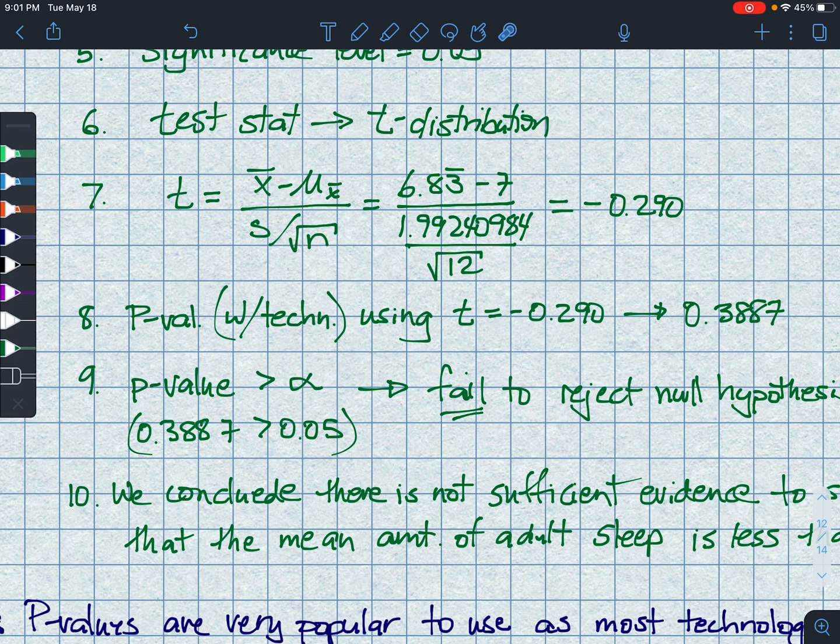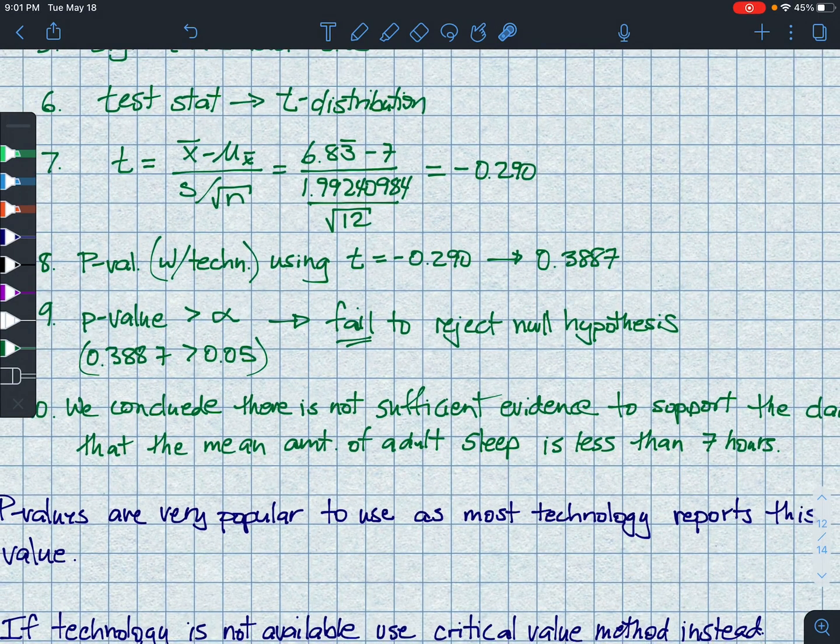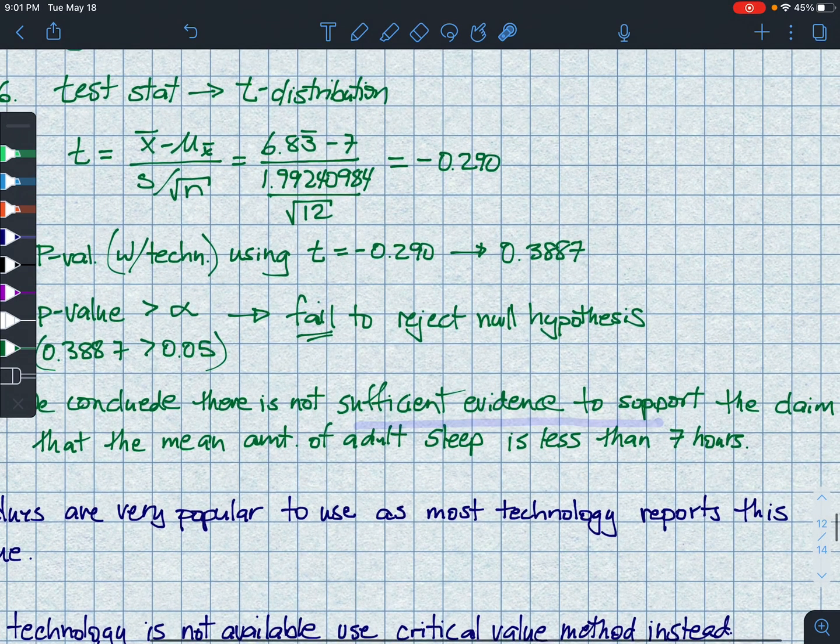Our p-value, using technology, in this case I would again use StatCrunch to find this value. A little bit hard to do in the tables. So we use that value in StatCrunch, and come up with that as our p-value. So because our p-value is greater than our tolerance, then we fail to reject the null hypothesis. All right? And we conclude that there is not sufficient evidence to support the claim that the mean amount of sleep is less than 7 hours.